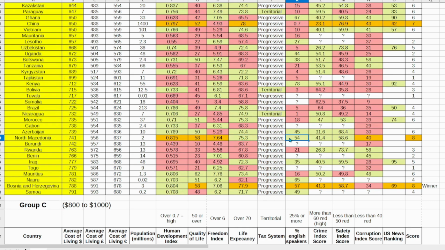The percentage of English speakers is relatively very high, with 54, and the crime index score is 41.4, which means the safety index score is 58.6, and the corruption index score is borderline at 40, but it just about gets a green. So we have 8 points, North Macedonia.